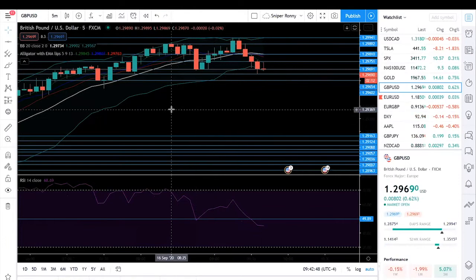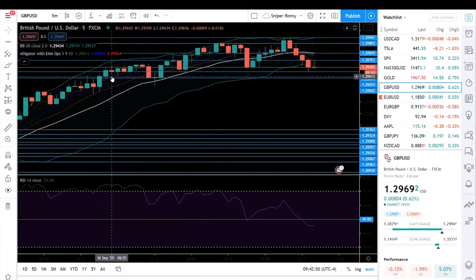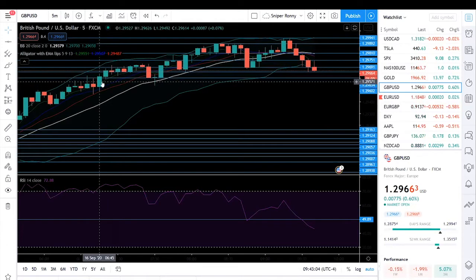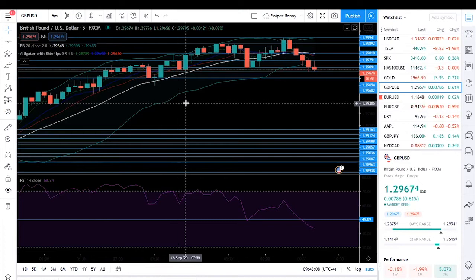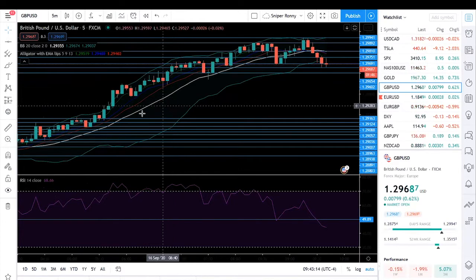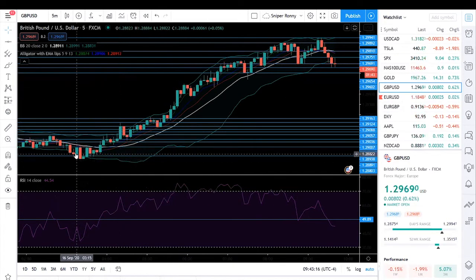what this alligator indicator is. On some platforms it's different colors, but for the most part it's green, blue, and red. You can change these colors if you want. They're moving averages. So the green line is, think of the alligator, his mouth. Okay, so this is like the analogy. It was created by Bill Williams, and he says it's like an alligator.